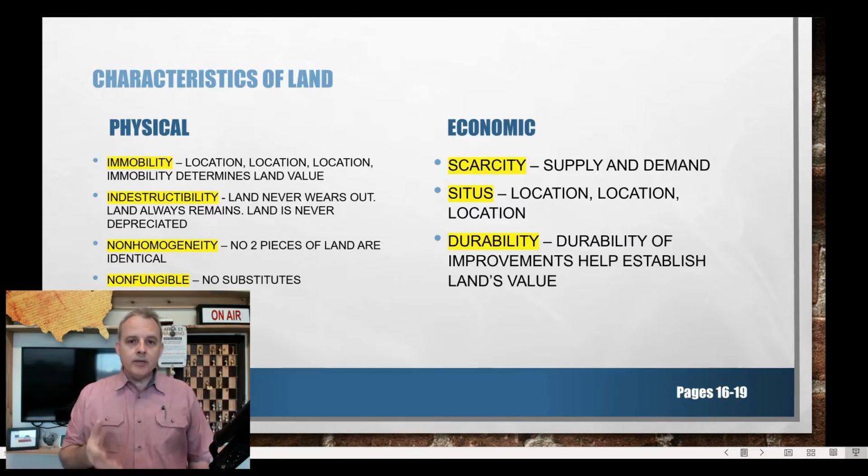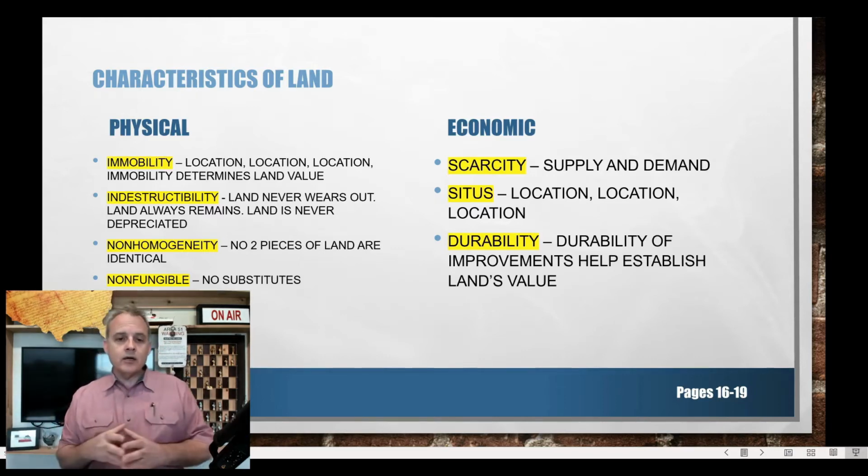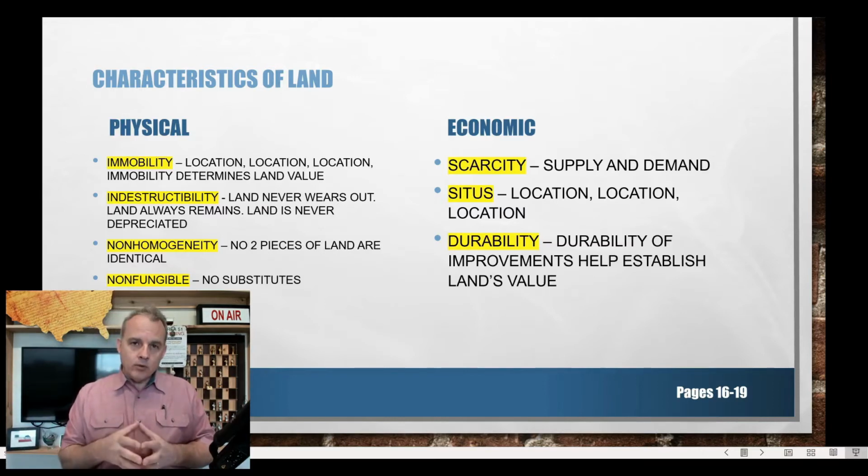So we have immobility, which is a physical characteristic of land. And this is the physical location, location, location. You've heard that many, many times in your life, but it has to do with its immobility. You can't take a piece of property that's on the corner of 12th and Main Street and pick it up and move it across state to somewhere else. It's not mobile. That's why it's under the physical characteristics of land.